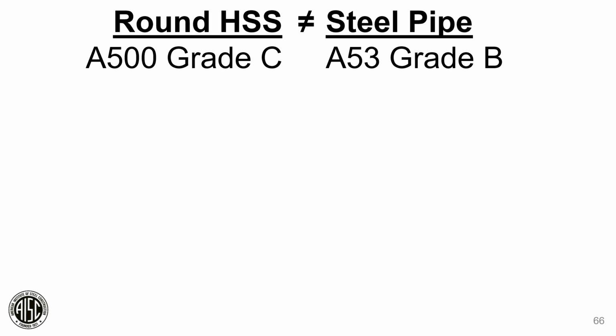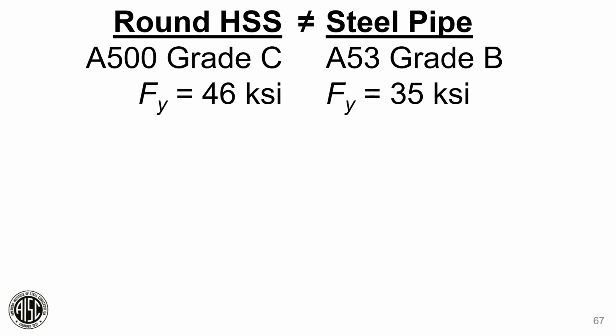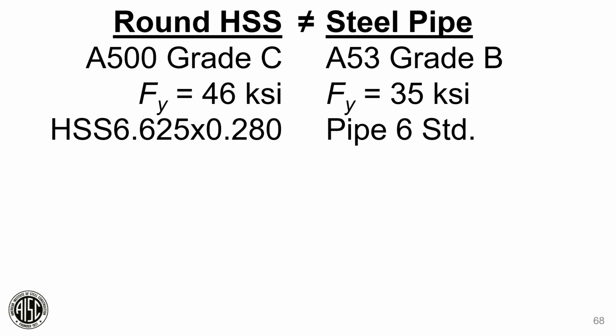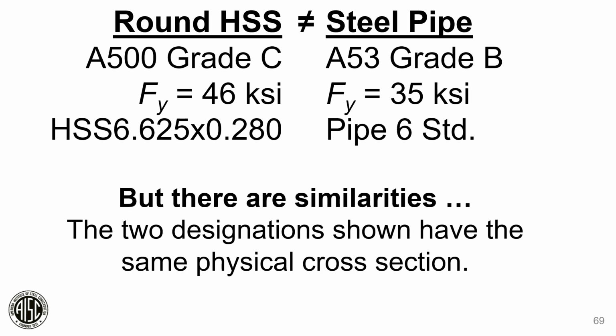Remember, we talked about round HSS is A500 grade C. Steel pipe is A53 grade B at different strength levels. The A500 grade C is 46 KSI for the yield, while the A53 grade B is 35 KSI. There is a little bit of difference in the way they're designated. They're similar, but the two designations have similar cross sections.